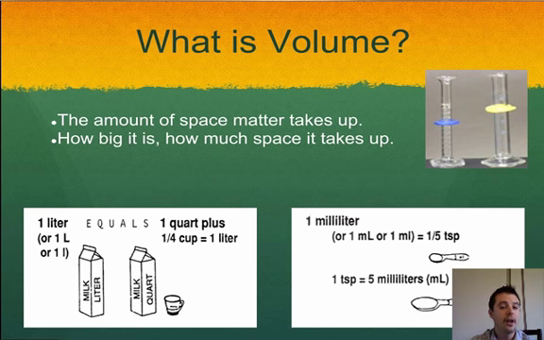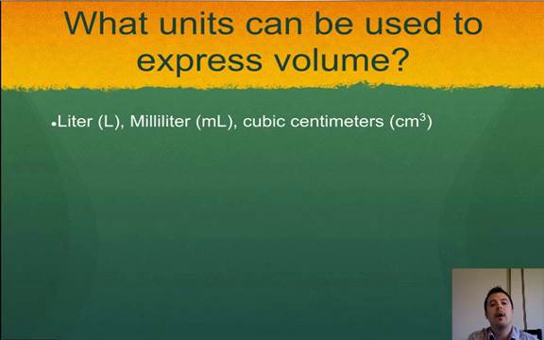Next, we have 3 different kinds of volume. Volume is the amount of space an object takes up. Basically, how big is it? How much space does it take up? The first kind of volume is what you're typically used to, a liter. Like when you go to the store and you buy a bottle of soda, you typically buy it in liters. Okay? Well, if you only have a little bit of that soda, you have what's called a milliliter.